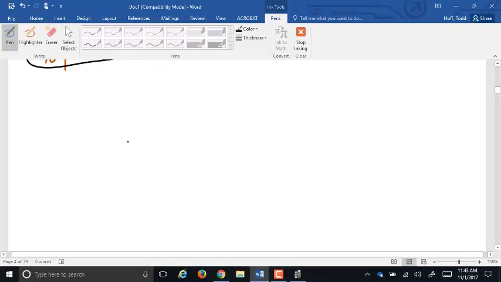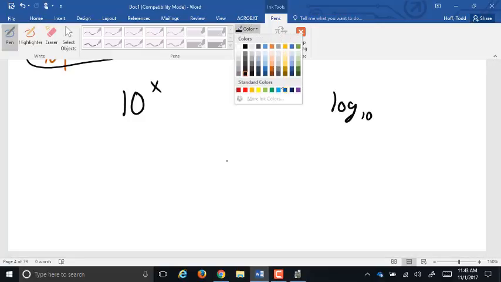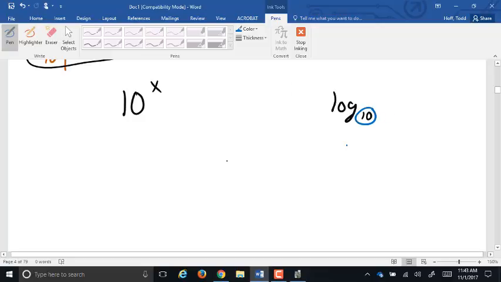Now, as we mentioned from the preparing for next lesson, the opposite of a power of 10, 10 to the power of x, the inverse of that is a log. And that log, of course, is base 10. We don't write it in there. If the base is not written in there, it's implied to be base 10. So when you see log, that little 10 is implied.